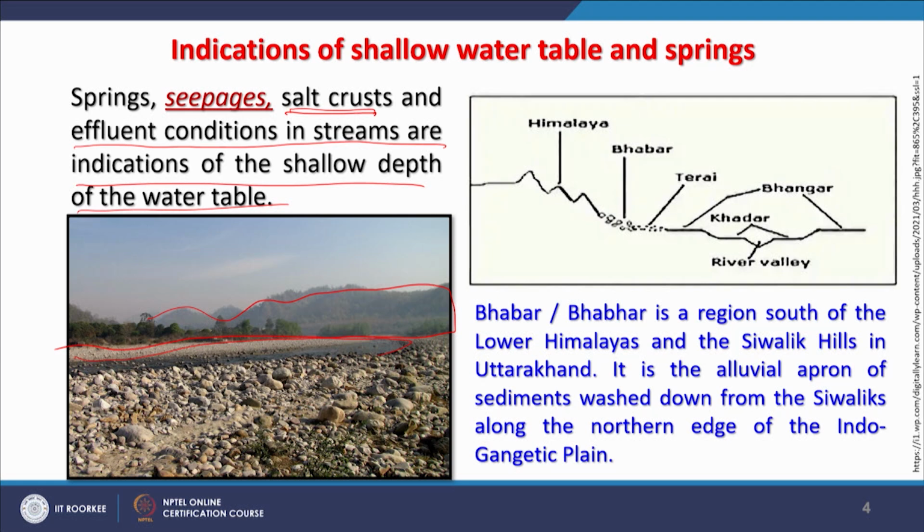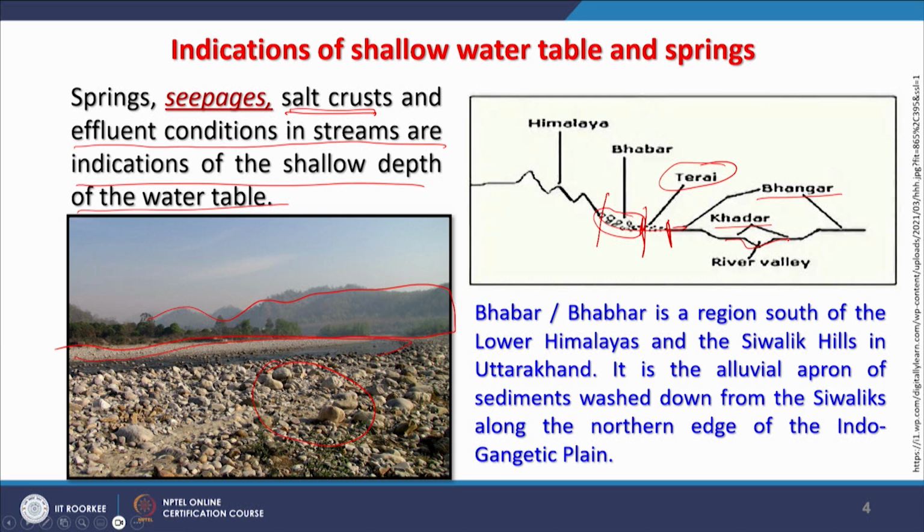Here a Himalayan example is given, Bhabbar, a very generalized section. You see that when it comes to the flat part, some people also call it Tarai, but before that it is very coarse grained; as you can see, the boulders, pebbles and other things are poorly sorted sediments. This zone is called the Bhabbar zone, and then you see the Tarai zone. Then there are other divisions also. The Bhangar zone is there, and then the Khadar zone, which is the river valley.